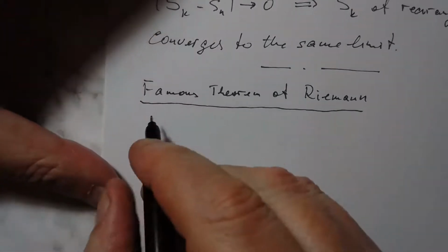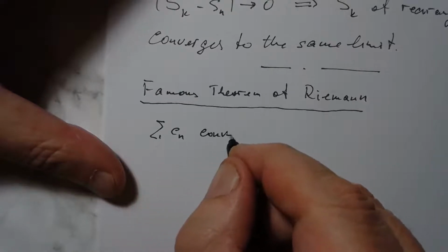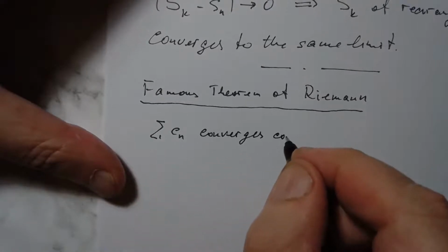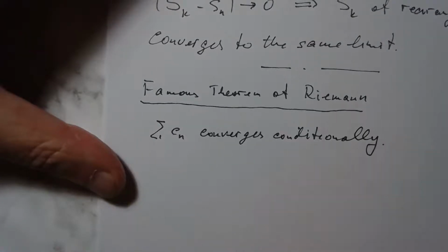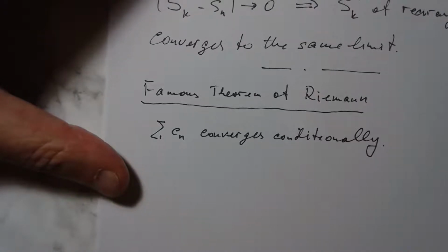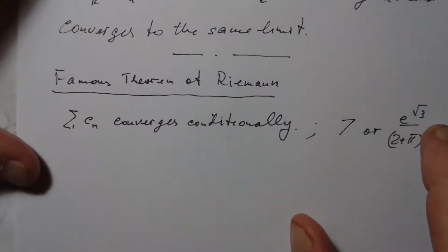So the theorem of Riemann says: let's suppose that I have the series sum of C_n, which converges conditionally. So this time, the series does not converge absolutely. Now something spectacular happens. Pick any number you want. Let's say 7. Or, I don't know, e to the square root of 3 divided by 2 plus pi to the power 100. Whatever the number you want to pick, it's fine with me.